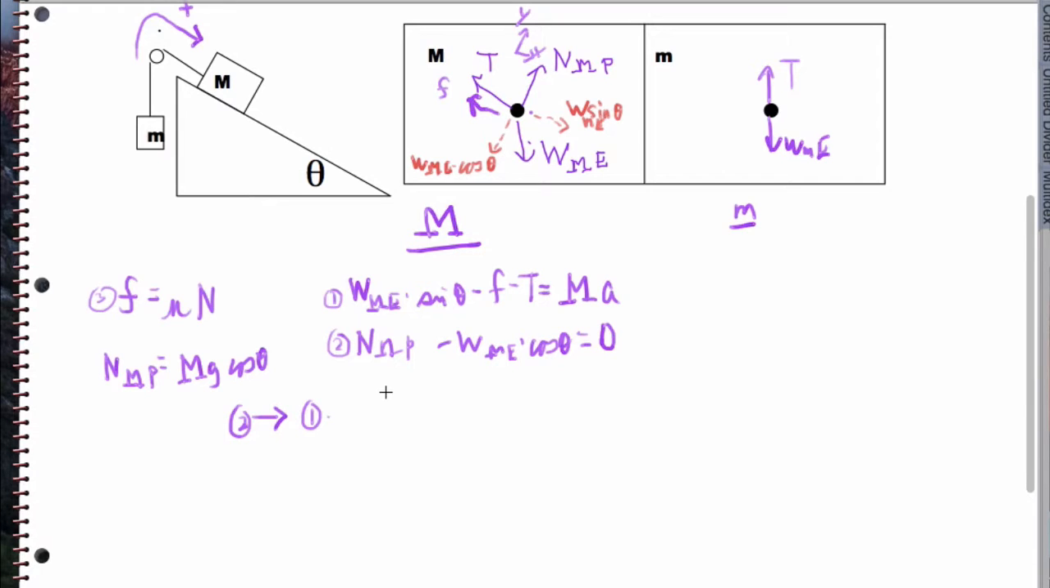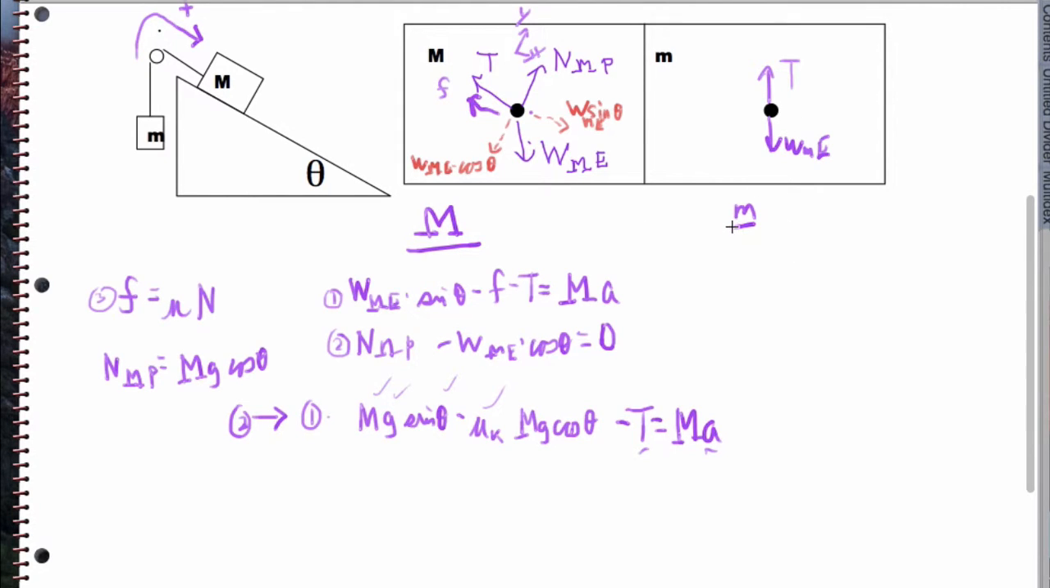So I will end up getting that Mg times the sine of theta minus mu kinetic Mg cosine theta minus T equals big M times A. That's all I can do with that equation. T is unknown and A is unknown. I have M, g, theta, and mu k as givens. Now, for the tension force and the weight acting on little m, let's set up that equation.